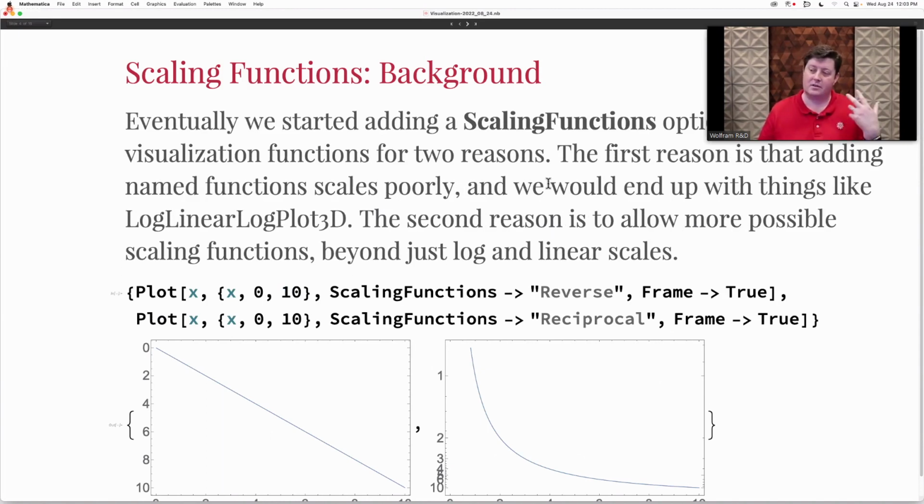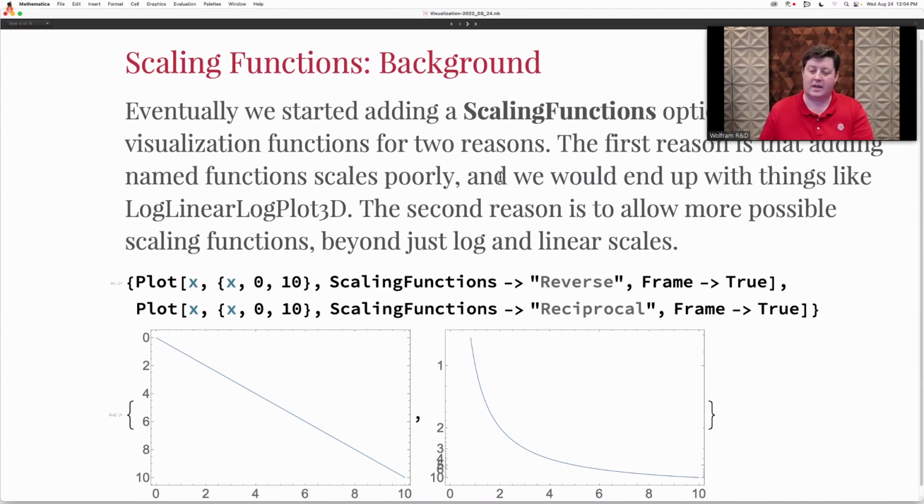As I was saying, there are 2 reasons for adding the ScalingFunctions option. The first is to avoid having to have log versions of everything. So for something like Plot3D, you would potentially end up with a LogLinearLogPlot3D, and a LogLogLogPlot3D, and a LinearLogPlot3D, and all the different combinatorial ways of specifying whether you want each of the 3 axes in a Plot3D to be log or linear scaled. And the second reason is to allow more scaling functions, more ways of doing scales than just linear and log.